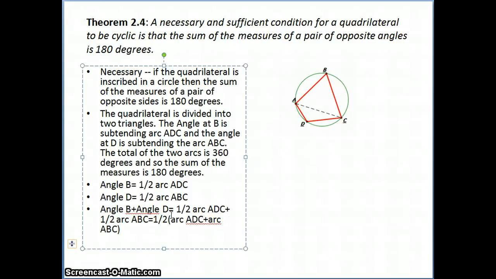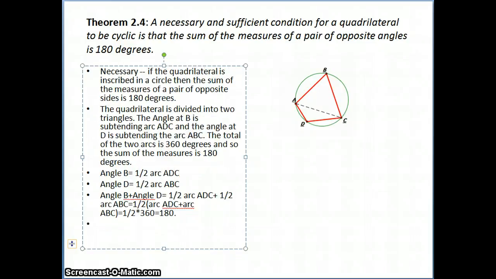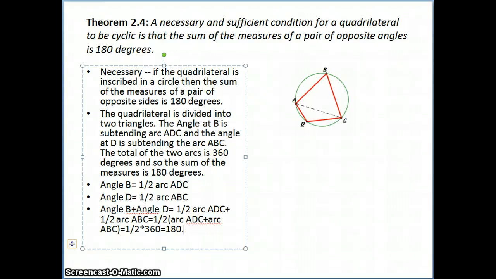And we know arc ADC plus arc ABC, that's the full circle, which is 360 degrees, which means half of it is 180. So that's how we get angle B plus angle D. These two angles, we add them, we can get 180 degrees. That's one pair of the opposite angles.